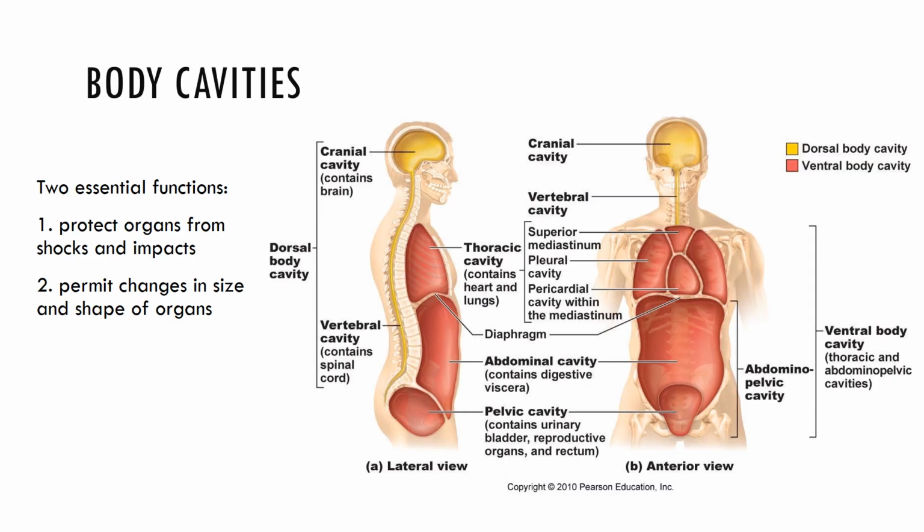In addition, you have to learn body cavities. Body cavities protect internal organs from shock or impact and allow them to change shape. So you have the dorsal body cavity, which is composed of two smaller cavities, the cranial cavity and the vertebral cavity. The cranial cavity contains the brain. The vertebral cavity contains the spinal cord.